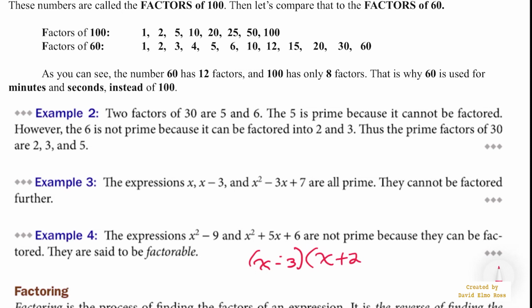Also, x plus 3 times x plus 2 will give us x squared plus 2x plus 3x plus 6, and when we combine terms, we will get this. So we can actually factor this expression into x plus 3 times x plus 2.